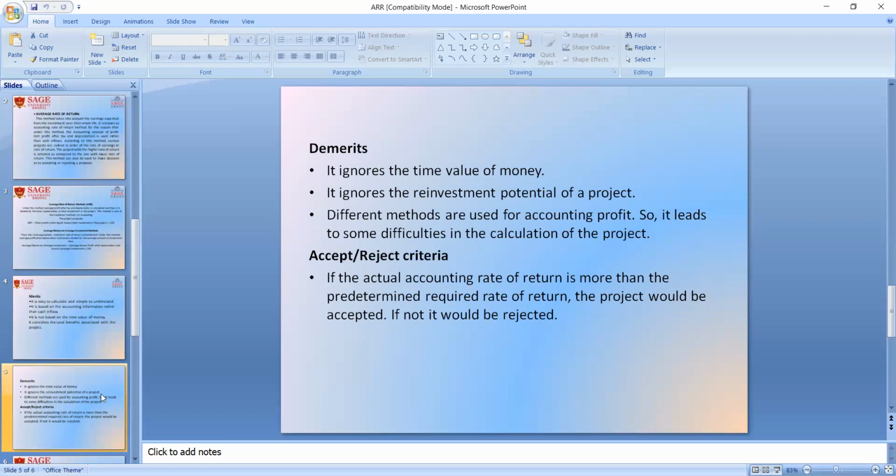So when we look into the accept or reject criteria, if the actual accounting rate of return is more than the predetermined required rate of return, the project would be accepted. And if not, it would be rejected, is the basic thumb rule of accepting or rejecting this project.